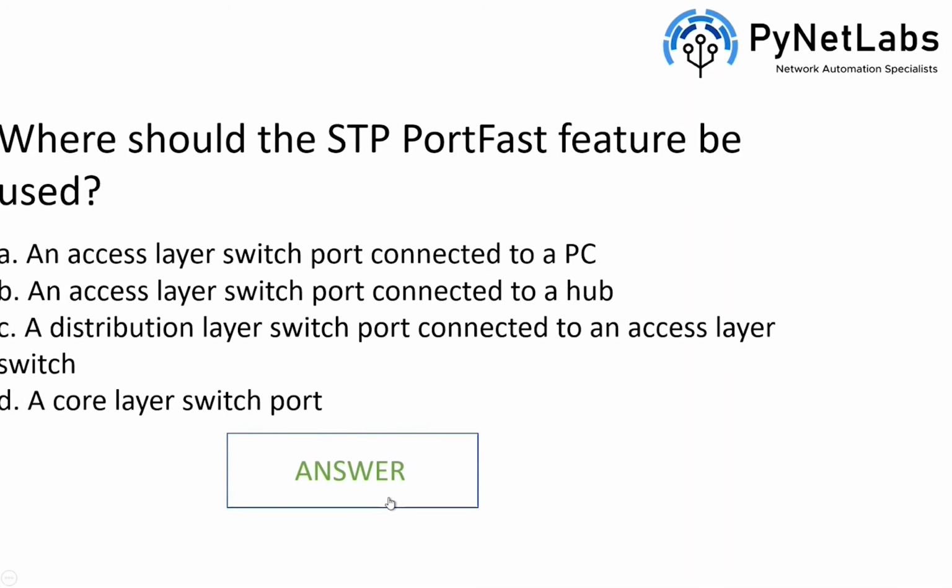Good job. Where should the spanning tree PortFast feature be used? On an access layer switch port connected to a PC, connected to a hub, on a distribution layer switch port connected to an access layer switch, or a core layer switch port? What do you think? A. Okay, Priyank is saying C. We will not enable PortFast between a distribution layer switch and an access layer switch. No, we don't want PortFast there. We will enable it on the port connected to a PC. So the correct answer is A.